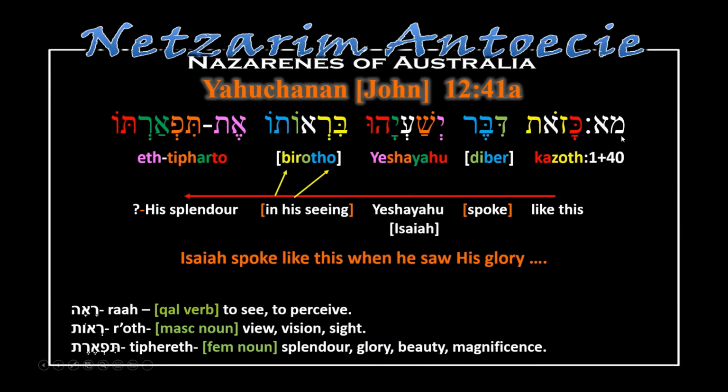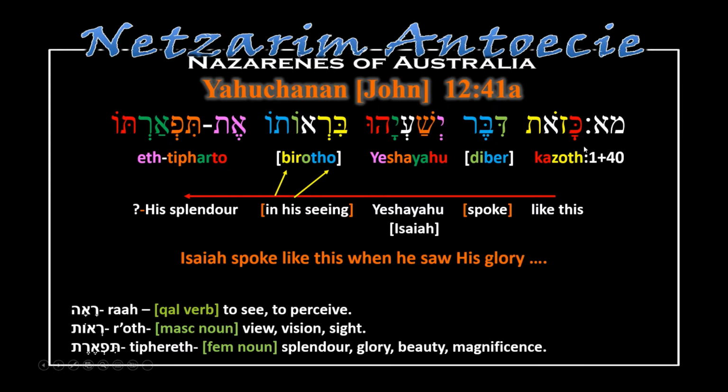As we can see, 41 is represented with a mem, which has a value of 40, and an aleph, which has a value of 1. Let's just quickly do the letters again. Kuf, zayin, aleph, tav, dalet, bet, resh, yod, shin, ayin, yod, hey, vav, bet, resh, aleph, vav, tav, vav, aleph, tav, tav, fei, aleph, resh, tav, vav.